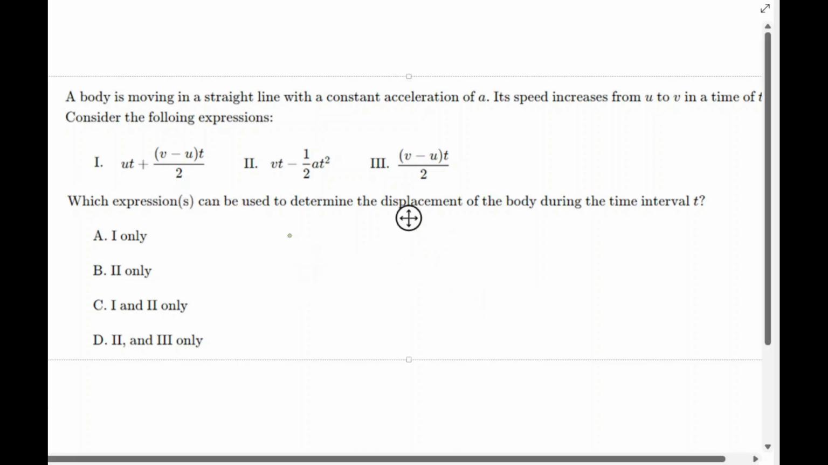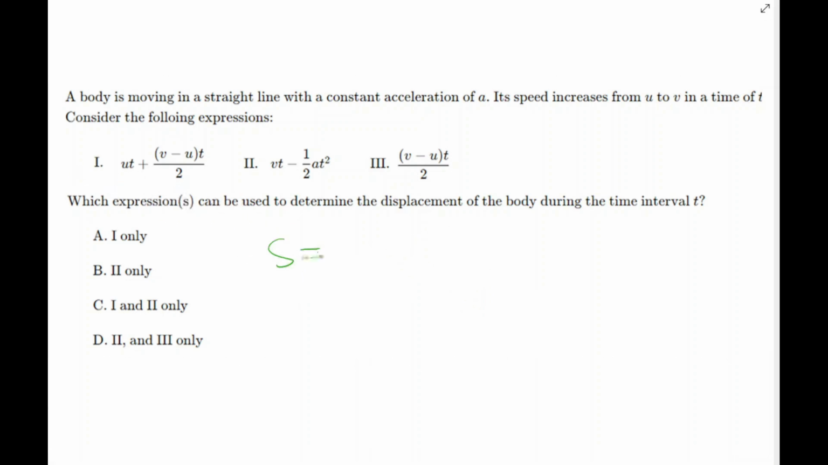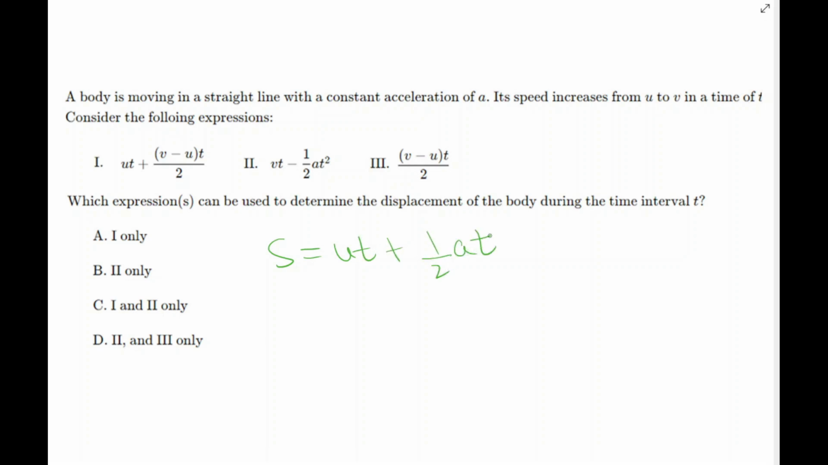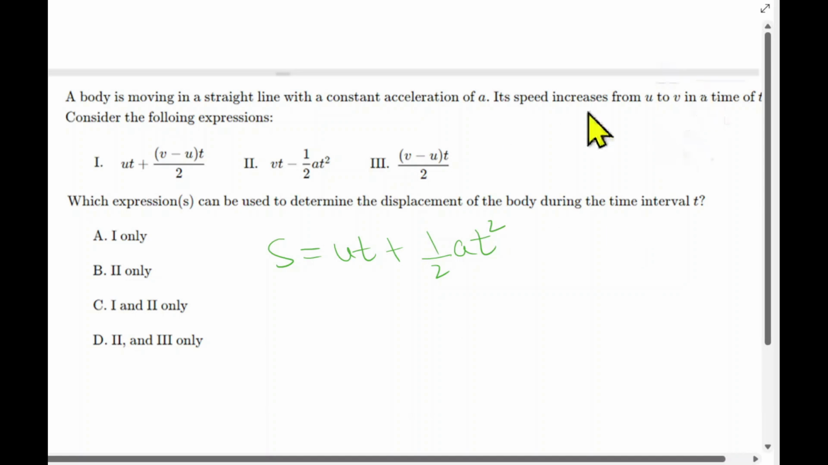So let us use the first equation. S is equal to ut plus half into acceleration multiplied by time square. Initial speed is given as u, time taken is t, and the acceleration is a. And let us see if we can figure out these expressions one by one.